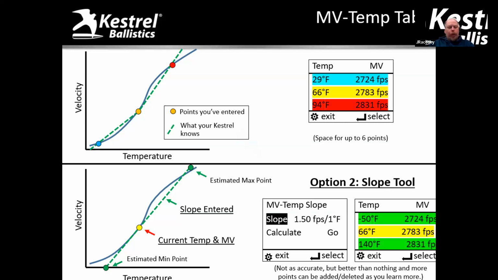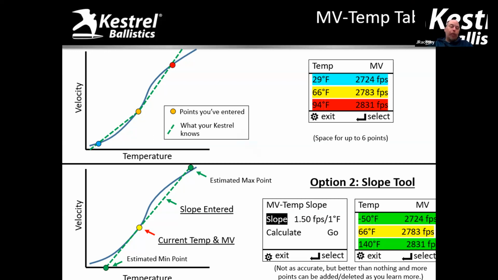So we really don't want to use the MV temp table with just one point in there, because all the Kestrel knows is that singular point, and it's going to try and extrapolate that across the entire temperature range, and it's not going to know what the slope is. So really, we want to do 3 kind of spread out points as we see here, maybe not as spread out as these, but you want to have at least some good information that the Kestrel can say, oh, okay, I can figure out the slope, and now I know what the temperature is across the entire range.